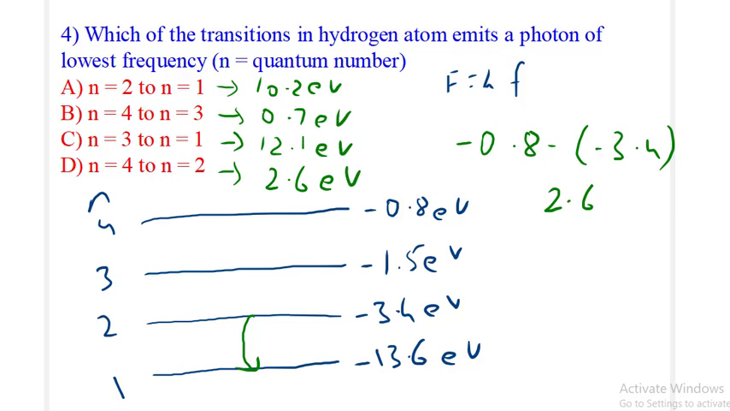Now we want to find the lowest. Lowest frequency means the lowest energy difference. So this particular radiation, this one, is given the least energy, so this will of course give the least frequency. So in this case the answer is 0.7. Remember students, the same question can be asked in the way: which of the transitions in hydrogen atom emits a photon of highest wavelength. Lowest frequency also corresponds to the highest wavelength. So this is the answer for the present case.